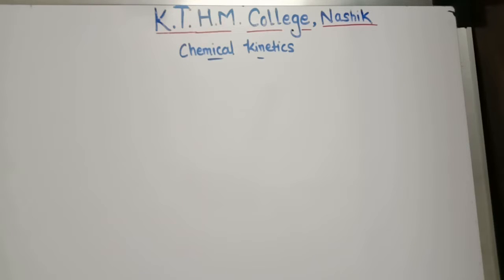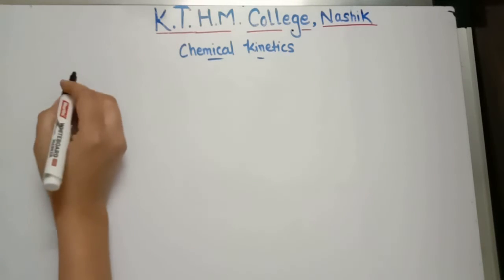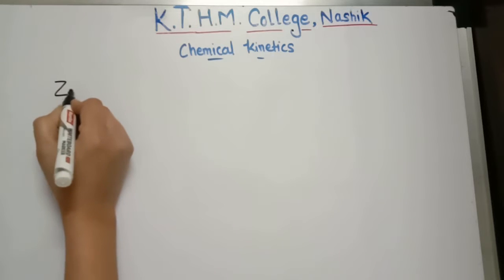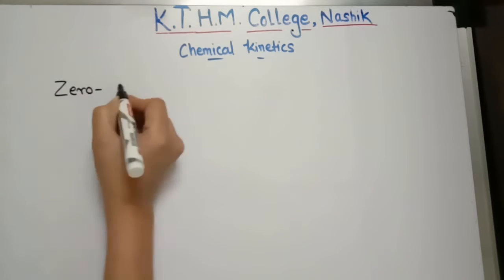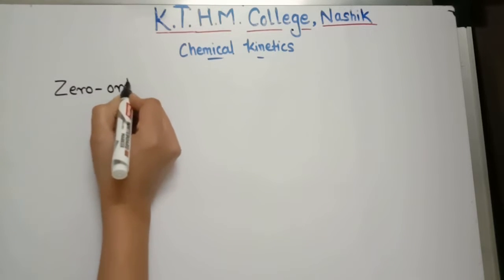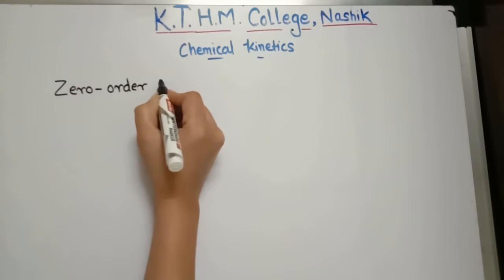In chemical kinetics, we have studied what chemical kinetics is. Now we are studying the integrated rate law for the various orders of reaction. In that, we have derived the integrated rate law for zero order reaction.